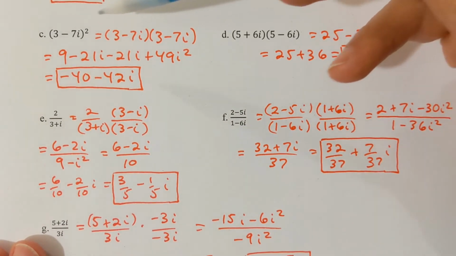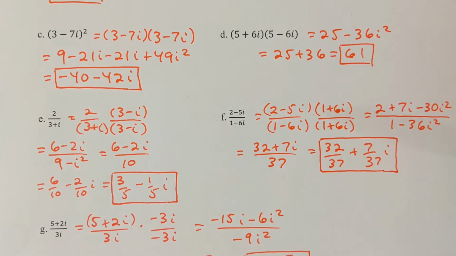Okay, here's another one. 3 minus 7i, the quantity squared. Well, I'll need to FOIL that out, right? Because that means that I've got 3 minus 7i times another 3 minus 7i. Let's go ahead and FOIL that. So 3 times 3 is 9. The outer terms, you're going to get -21i, and then the inner terms is minus 21i there. And then the last terms, negative times negative is positive. 7i times 7i would be 49i squared.